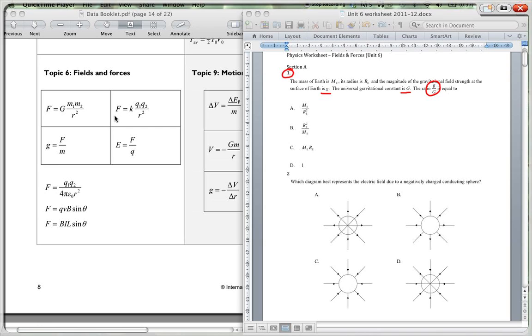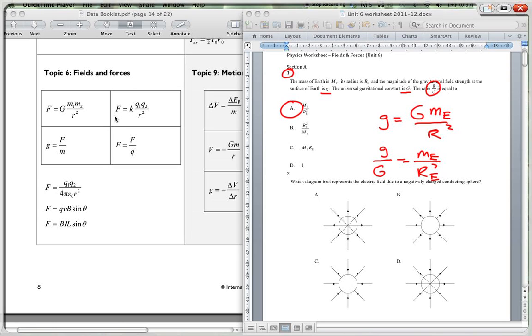Okay, so we have our formula for that. g is equal to big G, mass of the Earth divided by the radius squared of the Earth, so RE squared. So g over big G would equal ME over RE squared. So we would be looking at A.